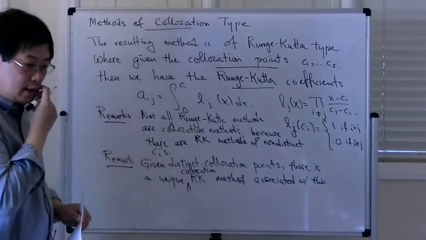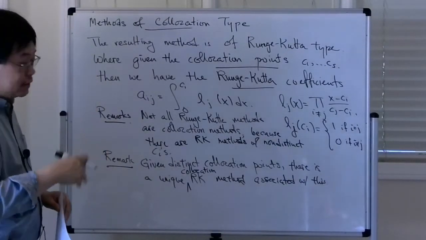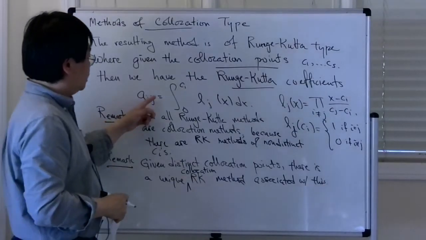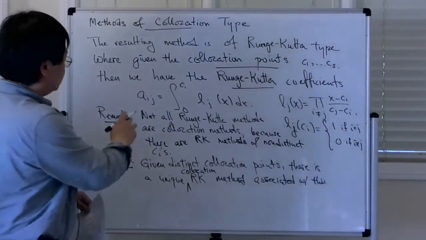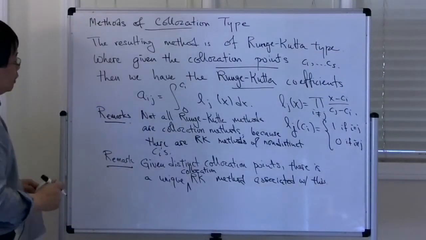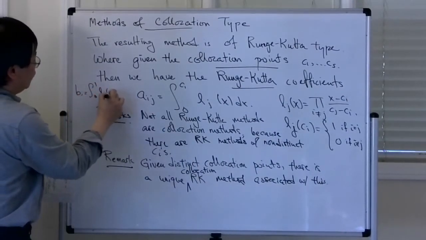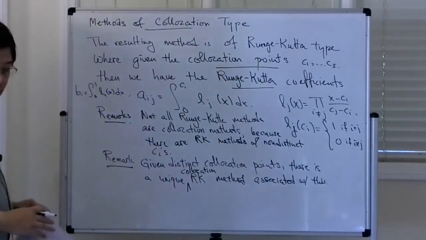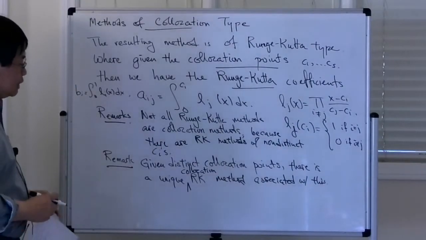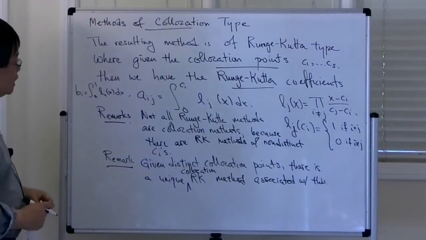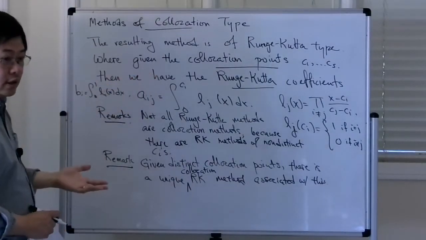So another way to check whether or not a method is a collocation Runge-Kutta method is to just look at this vector of c's, and substitute it into the expression for the Runge-Kutta coefficients. I'm sorry, I forgot to also add the expression for the bi's, right? So bi is the integral from 0 to 1 of li(x) dx. So together these things specify a Runge-Kutta method. But again, the point is that if you specify the c1 to cs, then there's a unique A matrix and b vector associated with this.